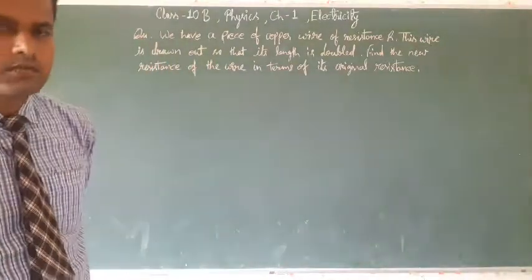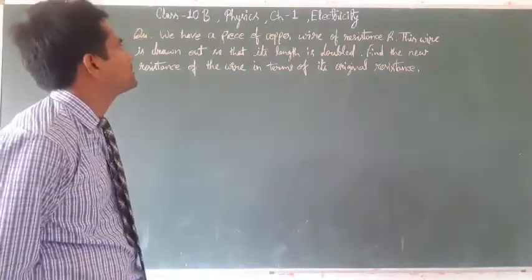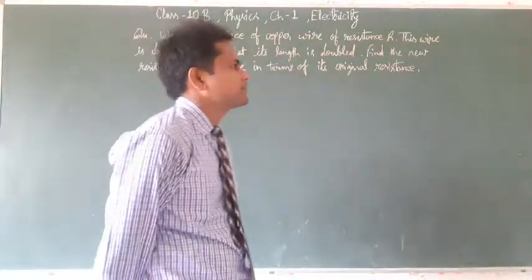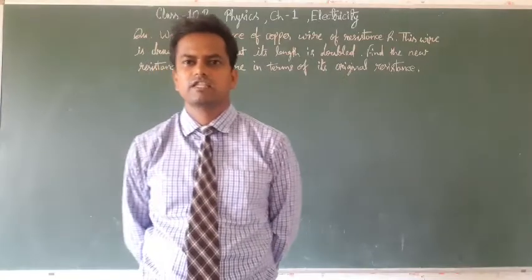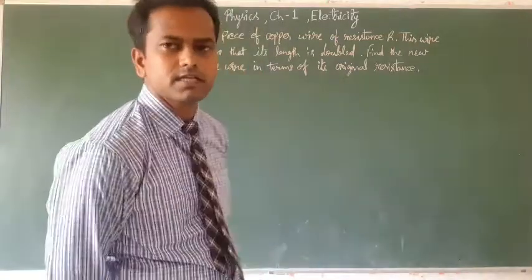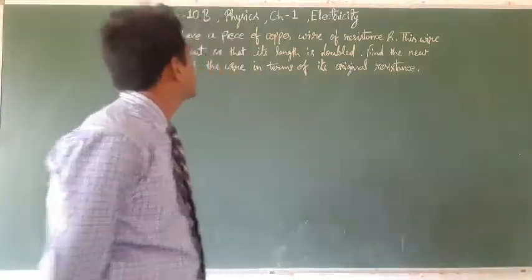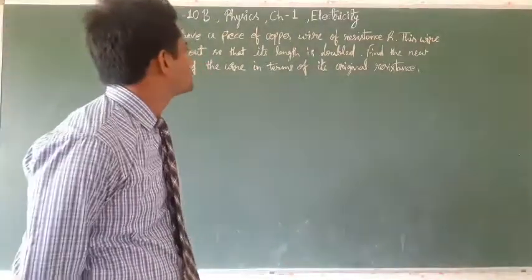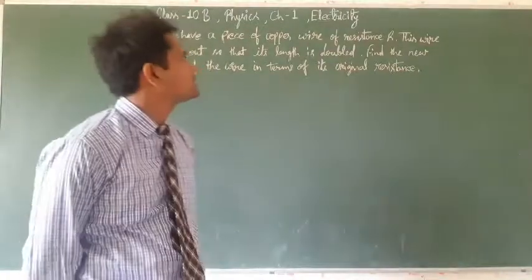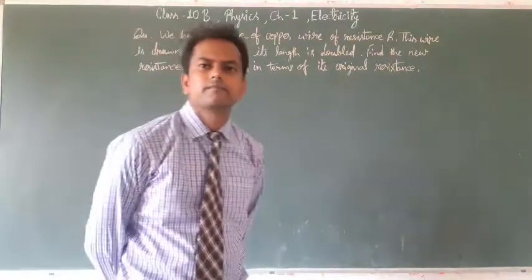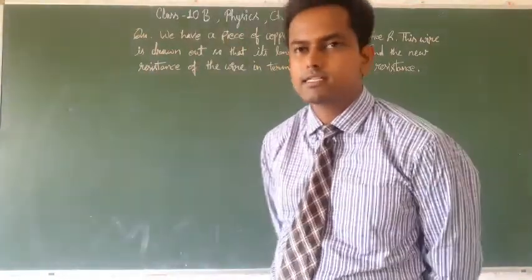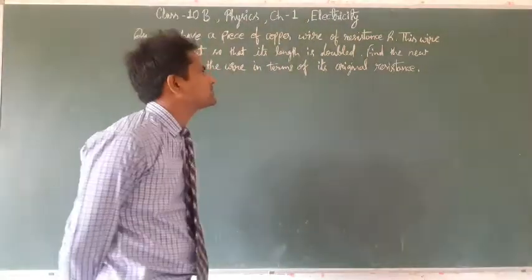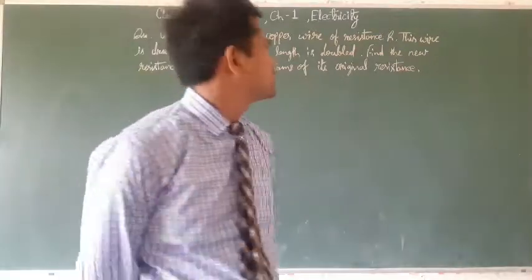Now next question, we have a piece of copper wire of resistance capital R. This wire is drawn out so that its length is doubled. If the length of wire is doubled, then find the new resistance of wire in terms of its original resistance.